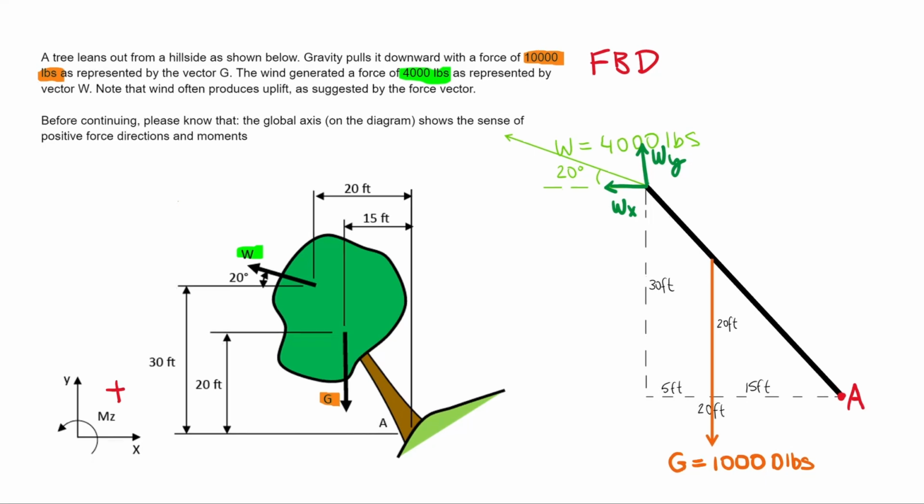The reactions at base A, I'm going to simply choose to make these all positive convention, as shown by our global axis. You can choose to depict these however you want, but for the sake of simplicity, I'm choosing to represent them as positive. So AY is upwards, AX is to the right, and moment A is counterclockwise. So now that we've gone over this problem and broken it down into a free body diagram, take a moment to see if you can solve these on your own, and then come back to this video.